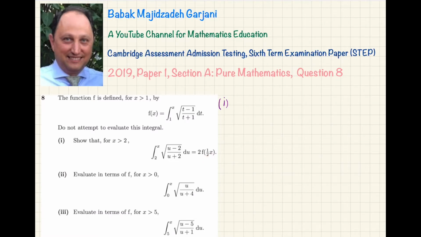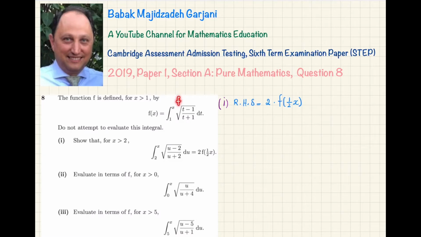To prove this, I prefer to start from the right-hand side and then conclude that this is equal to the left-hand side. So what is the right-hand side? It is 2 times f of x over 2. How do you calculate, for example, f of 5? Because 5 is greater than 1, it is in the domain of the function, so you just replace x with 5.